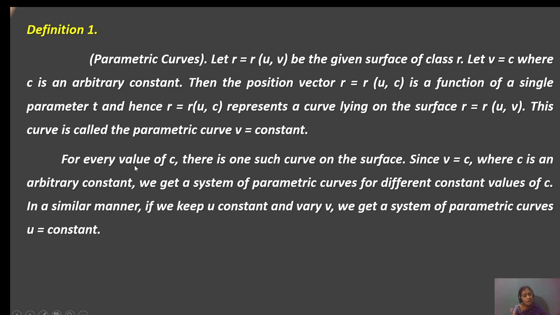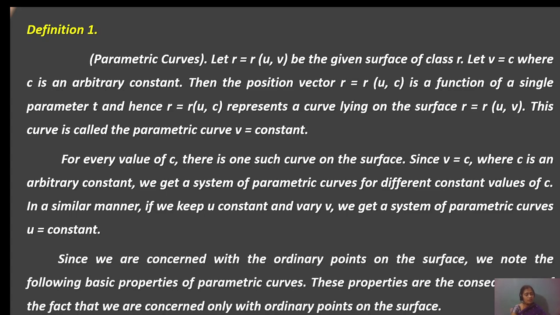For every value of c there is one such curve on the surface, since v = c, where c is an arbitrary constant. We get a system of parametric curves for different constant values of c. In a similar manner, if we keep u constant and vary v, we get a system of parametric curves u = constant.